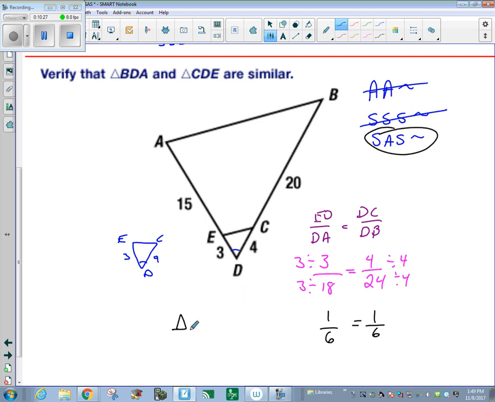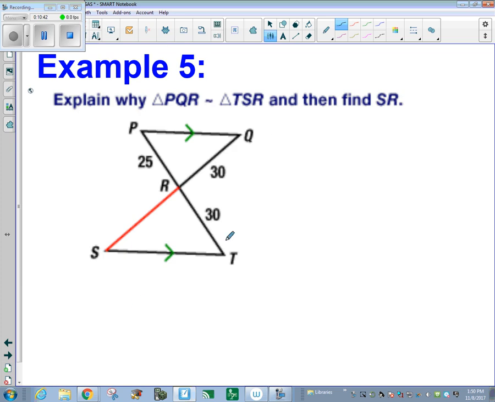So we could write a similarity statement that says BDA is similar to triangle CDE. All right, and so that's really all we're trying to do, is we're just checking to make sure that these guys are proportional to one another. All right, and so then we got this last one, and it's asking us, explain why these guys are similar, and then find the side SR, the red side right here.